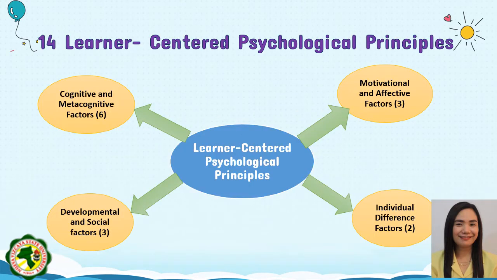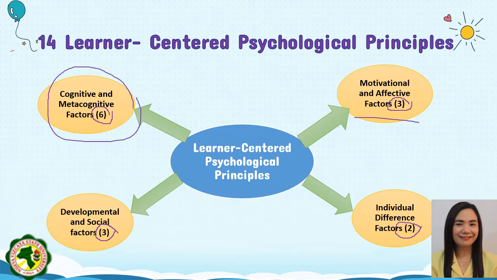So, the 14 learner-centered psychological principles were put together by the American Psychological Association, which pertain to the learner and the learning process. It is divided into 4 factors. Apat na factor ito. So, we have the cognitive and metacognitive, with at least 6 principles involved. We also have the motivational and affective factors with 3 principles. We have the developmental and social factors with, again, 3 principles. And the individual difference factors, that is 2 principles.